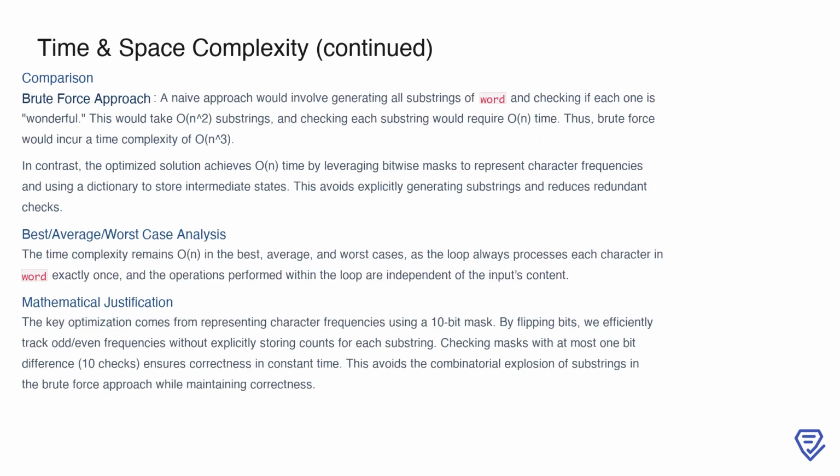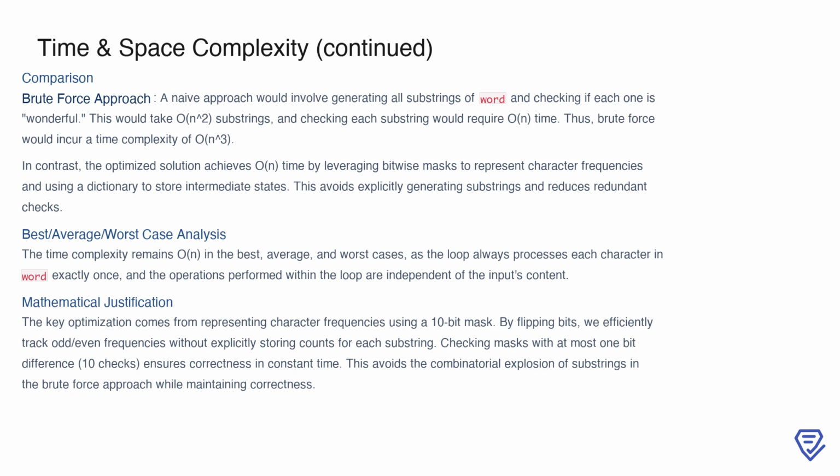Let's compare this optimized approach with a brute force method. A naive solution would involve generating all possible substrings of word and checking each one to see if it's wonderful. Generating all substrings would take n squared time, as there are n squared substrings, and checking each one could take up to n time to count character frequencies. This results in an overall time complexity of n cubed for the brute force approach.